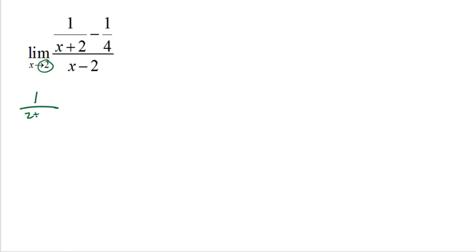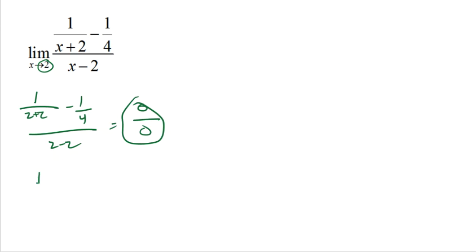I get 2 plus 2 over 1/4 minus 1/4 on top, and 2 minus 2 on the bottom. So on top, 2 plus 2 is 4, 1/4 minus 1/4 is 0. On the bottom, 2 minus 2 is 0. So yeah, I got some work. Now, once again, what am I going to do here? Well, the strategy with fractions is to make one beautiful, simple fraction.